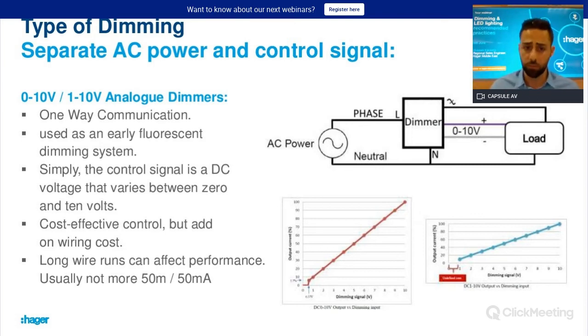It's cost effective if you want a separate AC power and control signal, but it adds on wiring cost. Of course, adding control wires to the project will add on the cost for the contractor or the owner of the house. It has some limitation in performance in case of long wire runs. So we usually recommend not to exceed 50 meters between the dimmer and the 0 to 10 volt driver of the lighting.